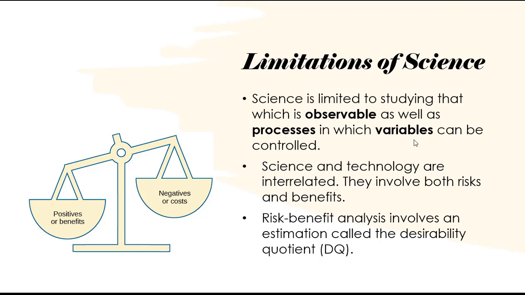When we look at weighing the positive benefits versus the negatives or the costs, we call that a desirability quotient, or DQ, right? If it's large and positive, then likely that is science we should pursue. If it's very small and negative, then maybe we should not go down this path. Maybe it's too risky.